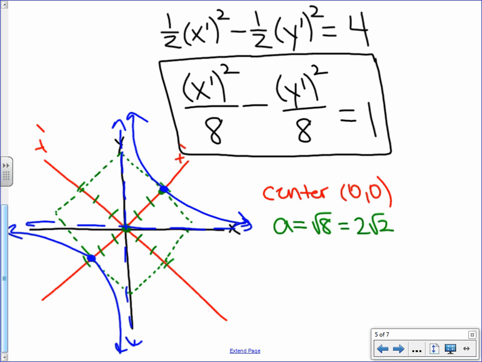Okay. How do we know to draw them that way and not on the other side of the rectangle? Because since the x prime came first, we knew it was horizontal on our x prime, y prime plane. Oh, was that your question? Okay.